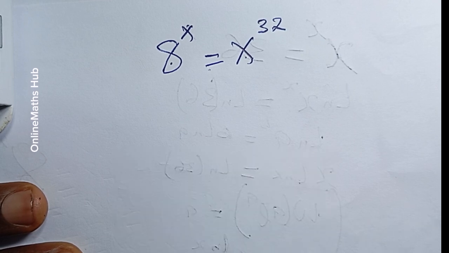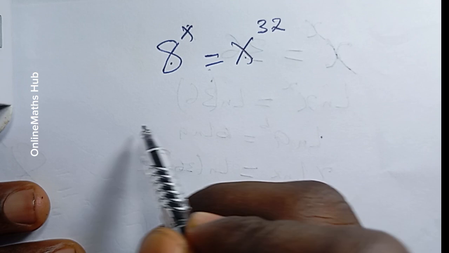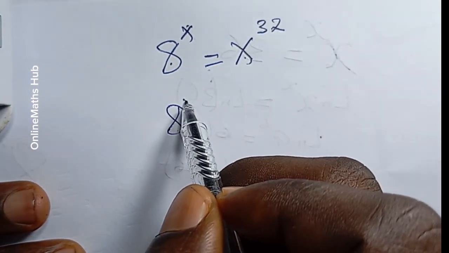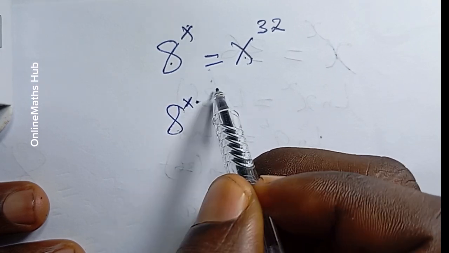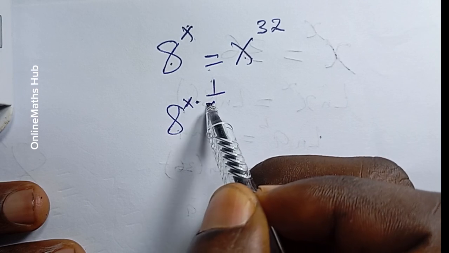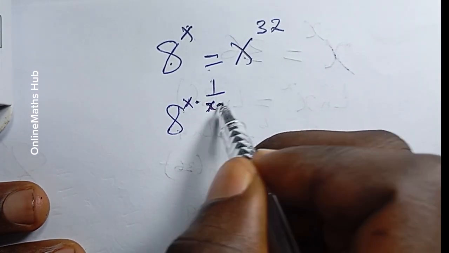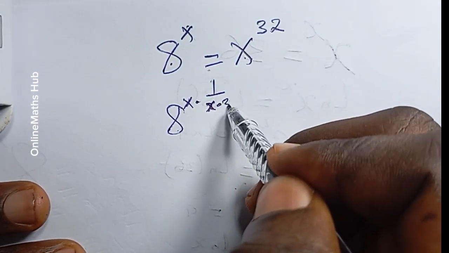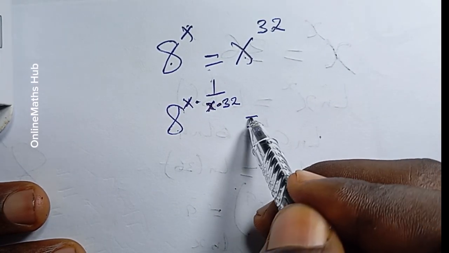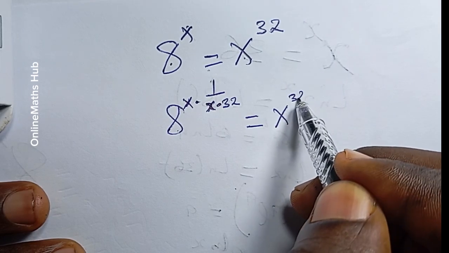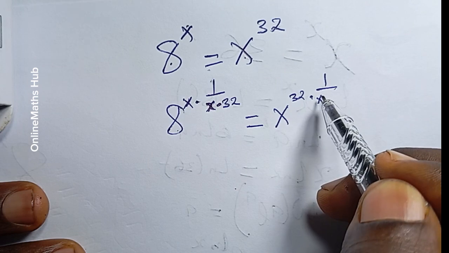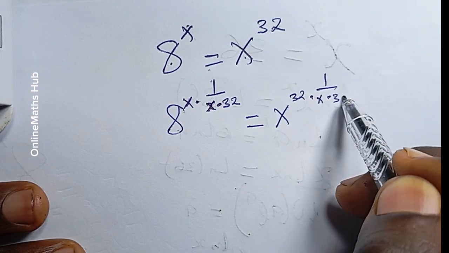Okay, so this is the simplest trick to solve this. You are going to be dividing through, so this is 8 power x multiplied by 1 over x, because you want to remove this power x right here, so we're going to be dividing it by x. And then you will also want to remove this 32, so you also put 32 right here, and then you do that for both sides. So you're going to be having x power 32, multiplied by 1 over x, and then of course multiplied by 32.